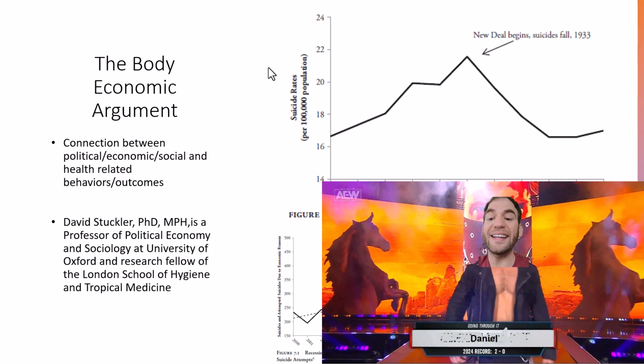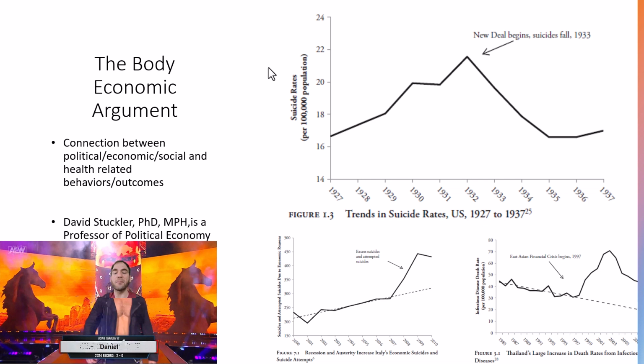Continuing on, we're kind of broad right now. I'm going to present this argument called the body economic argument. This is from David Stuckler, who is a PhD MPH, a professor of political economy in sociology at Oxford University. What his research is about is investigating the historical correlation, I should say, between different macro environmental factors, political trends, so like how laws, stuff like that, and economic trends, so how prosperous a country is, whether a country is going through a recession or depression, as well as social, cultural factors, and how that's connected to health-related behaviors and outcomes. And specifically, he looks at the impact of recessions and depressions on suicide rate, for example.